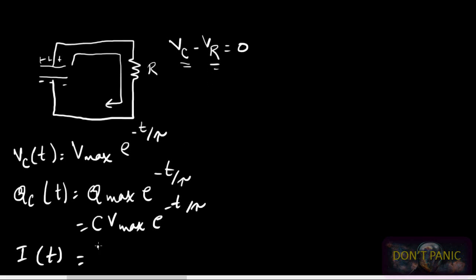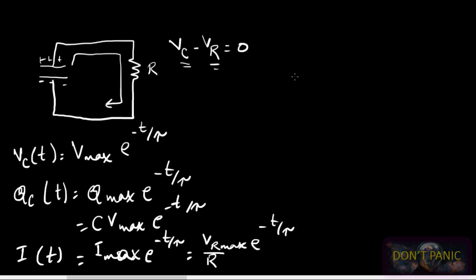So current is going to be its maximum possible value times e to the minus t over tau, which is also equal to the voltage across the resistor divided by R, and this is the VR max. And VR max is going to equal the Vmax of the capacitor, which was the V of the battery, because we charged it directly across the battery. So this is going to be VR max times e to the minus t over tau.